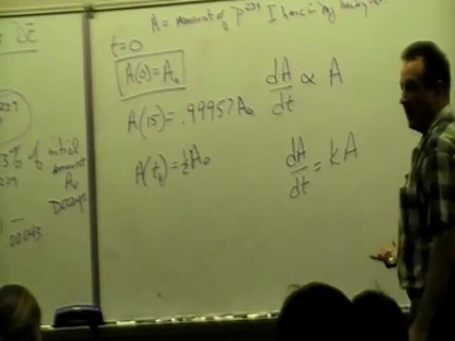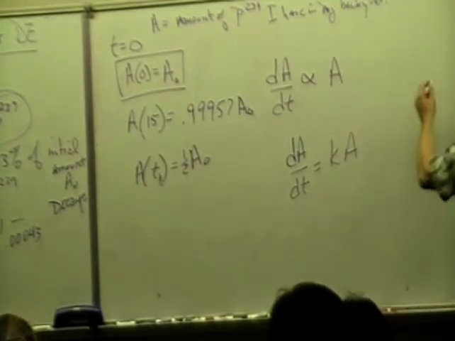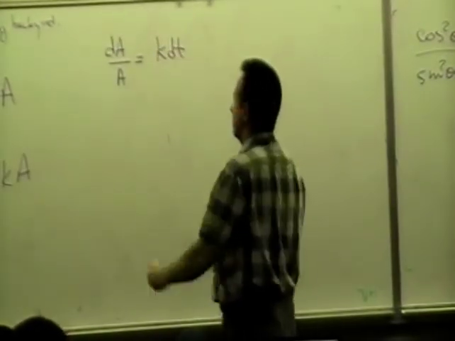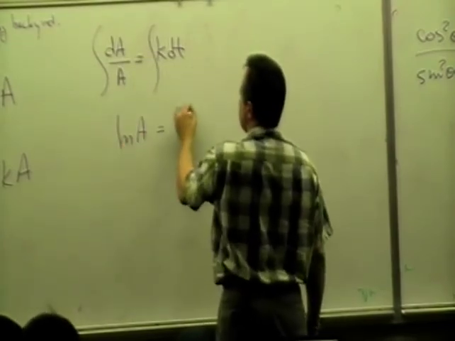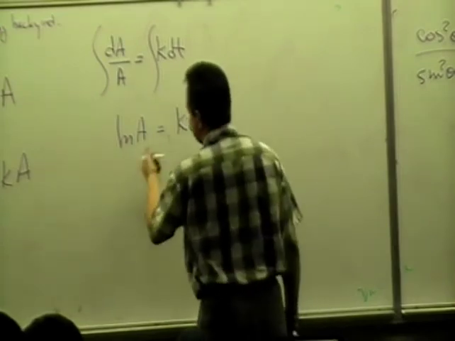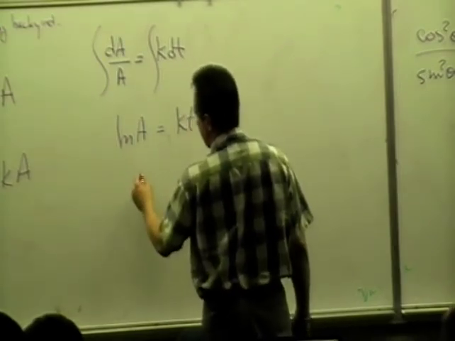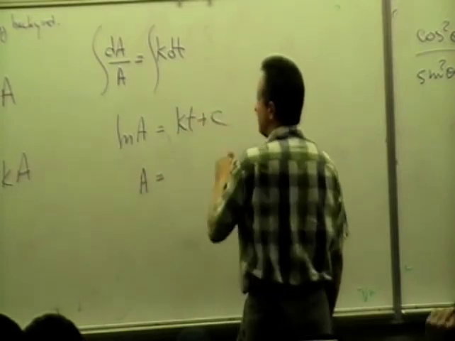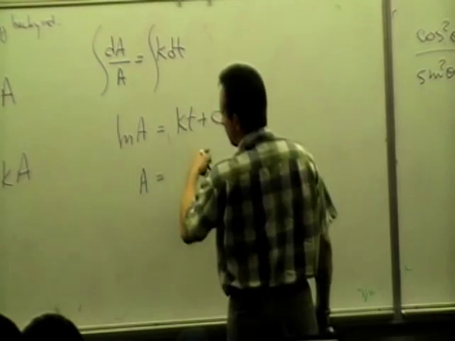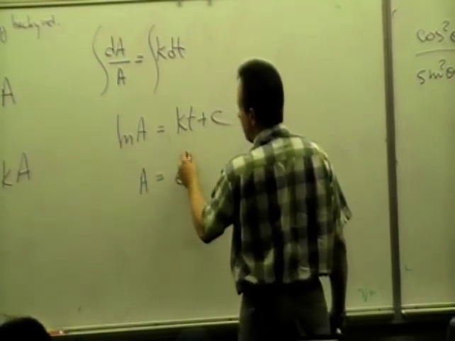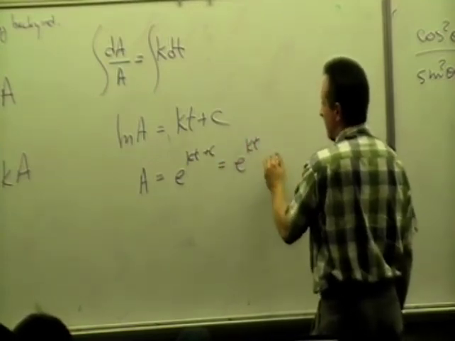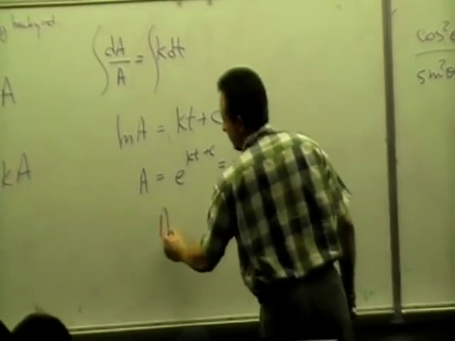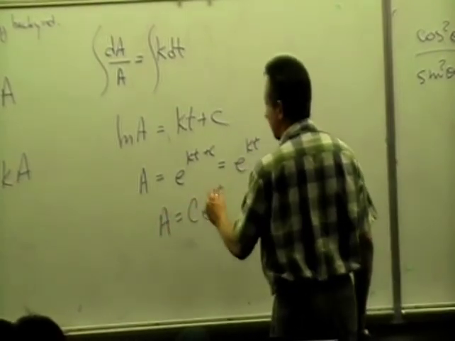All right, let's solve this differential equation. I solve it by separating the variables, dA over A equaling k dt. Integrate both sides. This becomes the ln of A equaling kt plus c. Exponentiate both sides, or write this in the exponential form. You get A equaling e to the kt plus c, which is e to the kt times e to the c, which is a constant in itself. So you get A equaling c e to the kt.